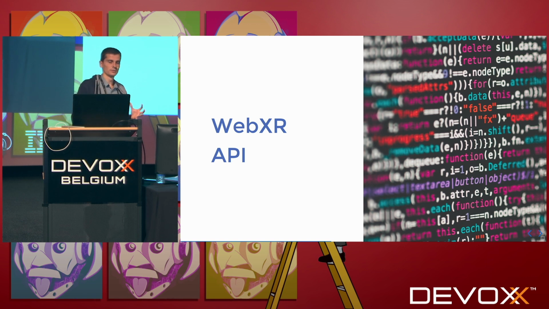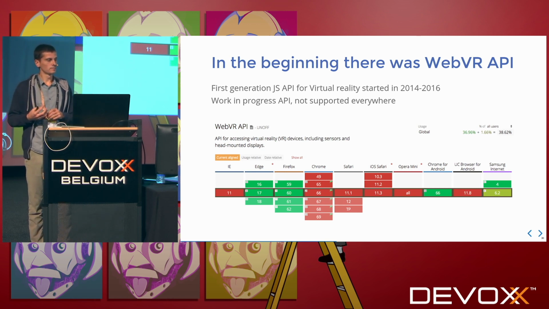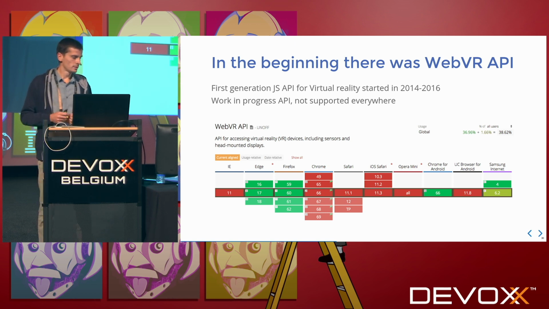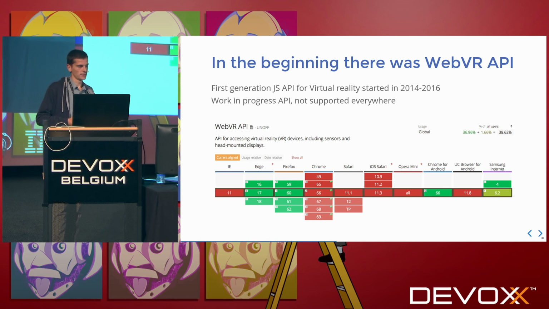Now, the WebXR API is a wrapper around these native frameworks, and it's here to give you the possibility to play with them more easily and on the web. Before going inside, the WebXR API is just a reboot of an existing API called WebVR. It started around 2014 as a work-in-progress API around virtual reality, not supported everywhere, but on major platforms: Android, Samsung Internet, and Edge devices.